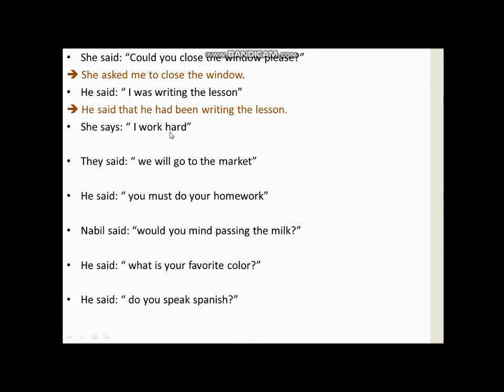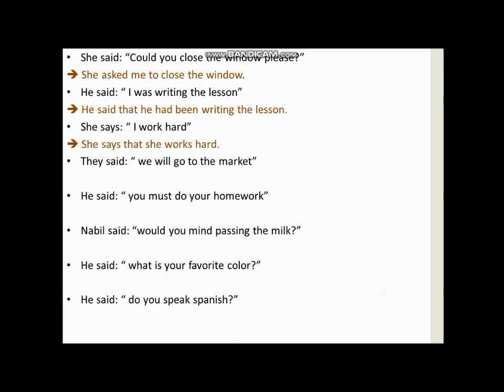She says, "I work hard." That's a statement. And it becomes, she says that she works hard. No change in tense. Why? Because here the reporting verb is in simple present. This is why we didn't change the tense, but we didn't forget to change the pronoun and to add s, because we are talking here in third person singular.